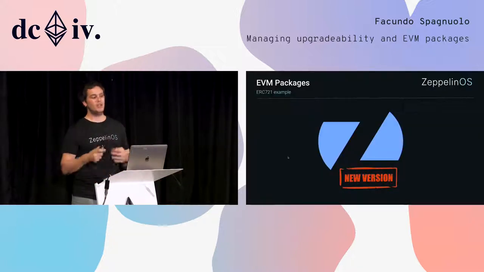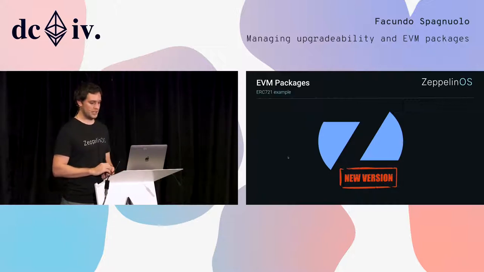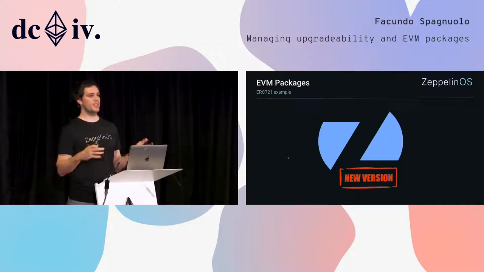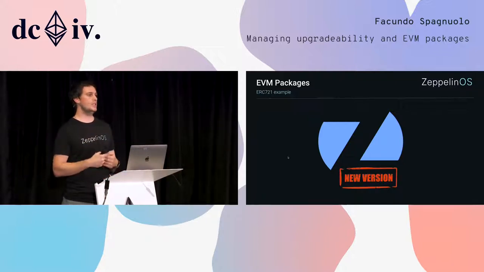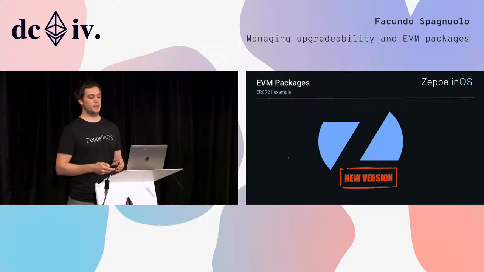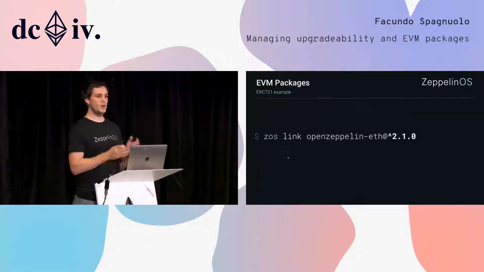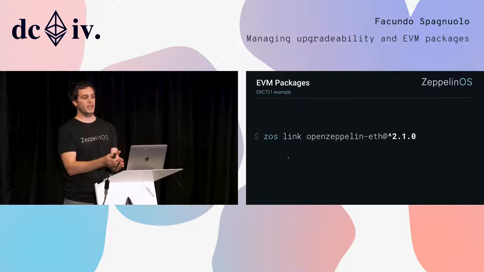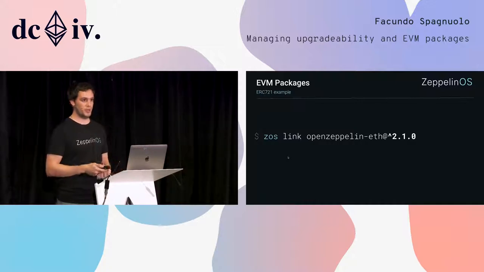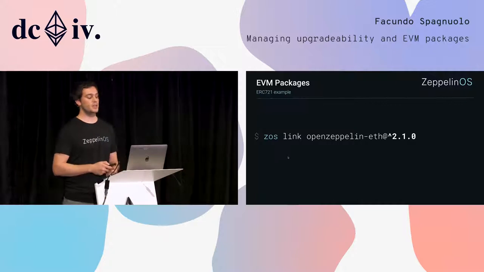So I said before that EVM packages are upgradeable by definition, and let's see an example of what that means. Let's say that the OpenZeppelin team comes out with a new version of their EVM package, in this case OpenZeppelin ETH, as I said before, and let's say that we want to use it in our project. As you can see, this is an opt-in decision, as I said before. So in order to tell ZeppelinOS that we want to use that new version in our project, we need to link our project to the new version. As you can see here, we're linking our project to the 2.1 version of the OpenZeppelin ETH EVM package.